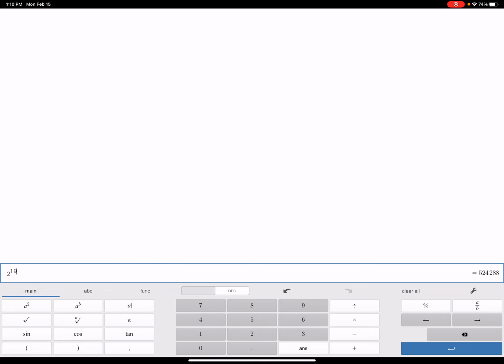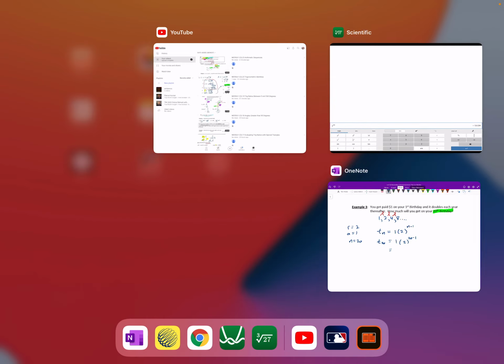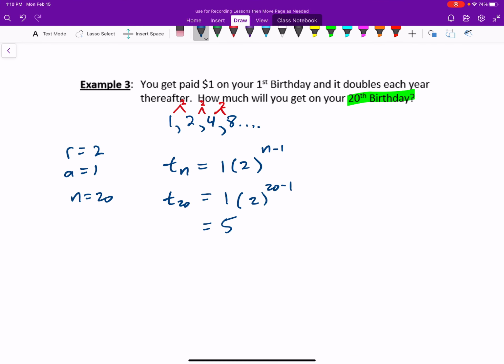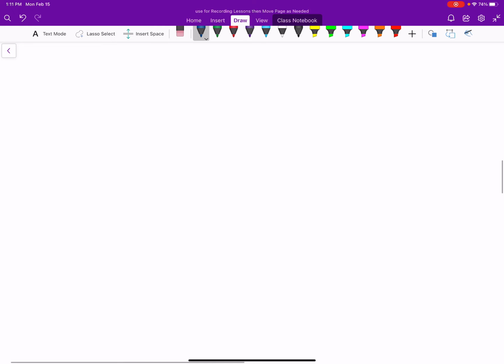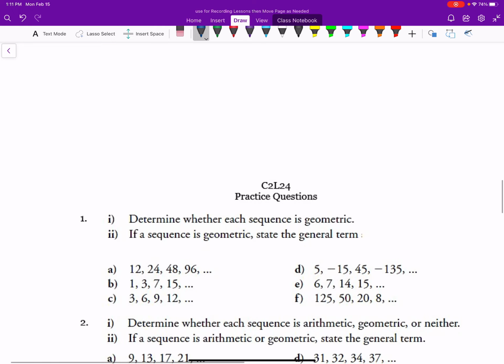Nice. $524,288. That would be a nice birthday present. But not as good as your 21st birthday, in which case you would get over $1 million, almost $1,050,000, or your 22nd, where you'd get over $2 million. You get the idea. And that's it for this lesson.